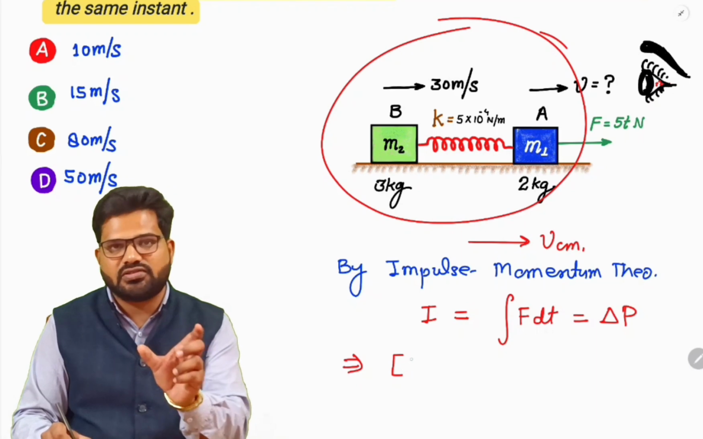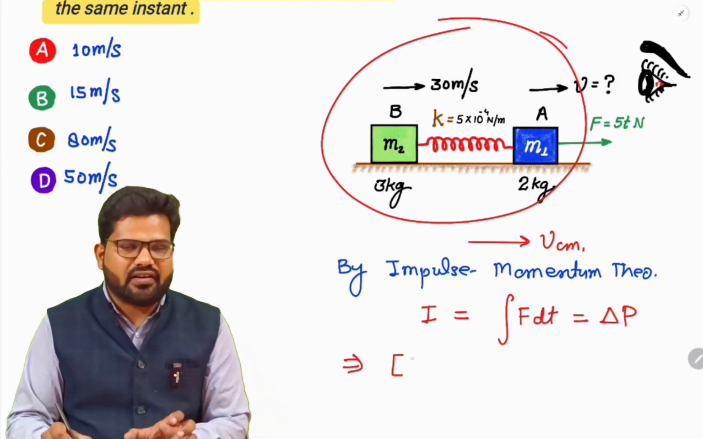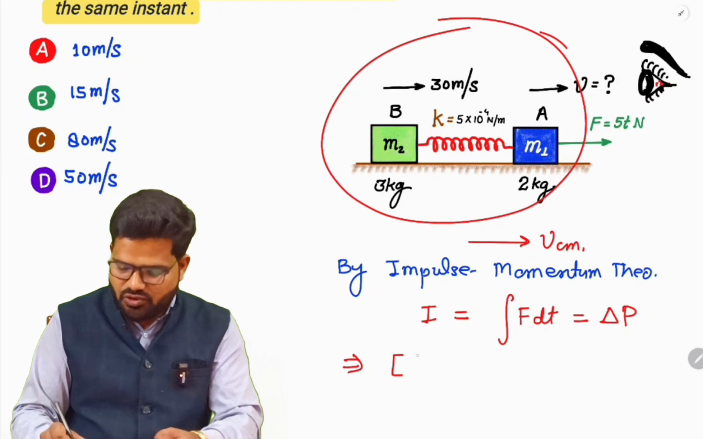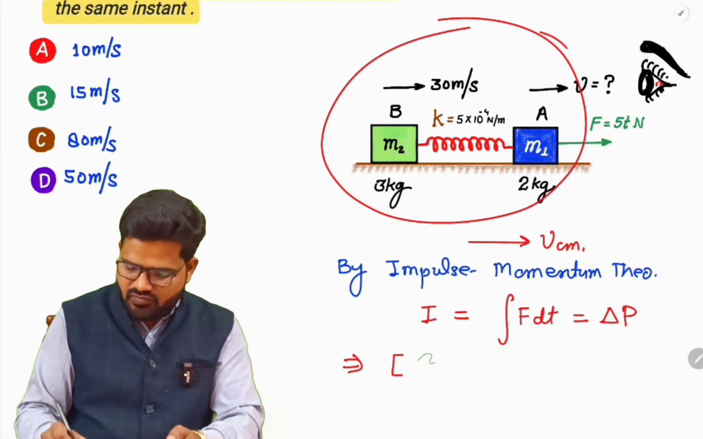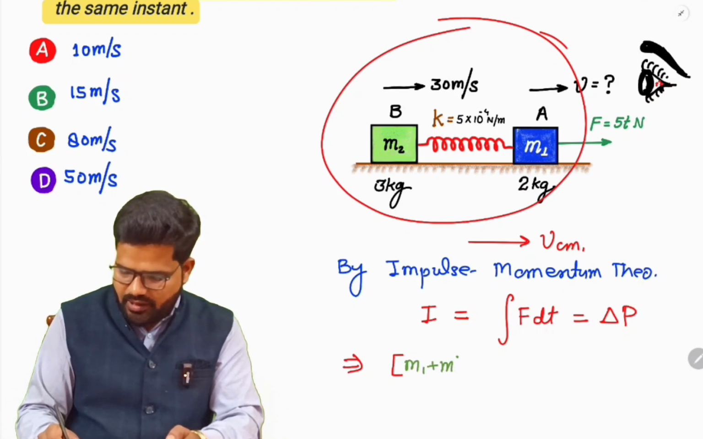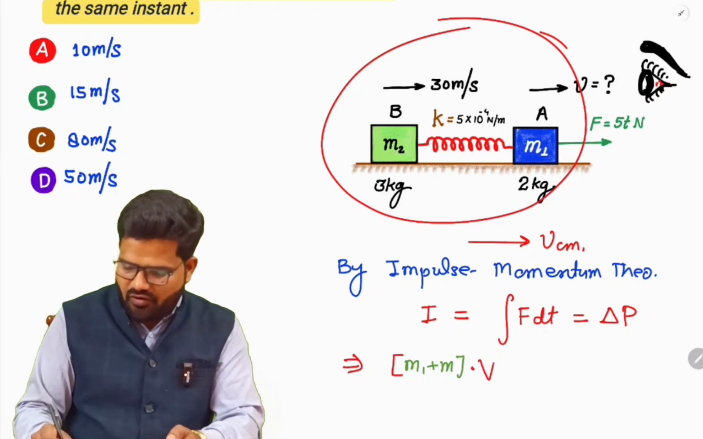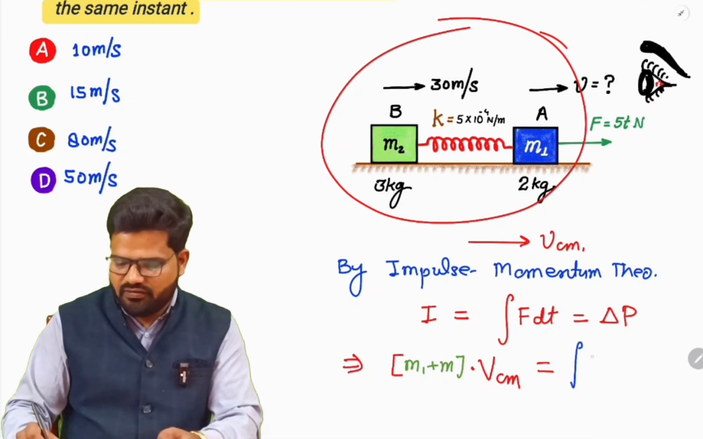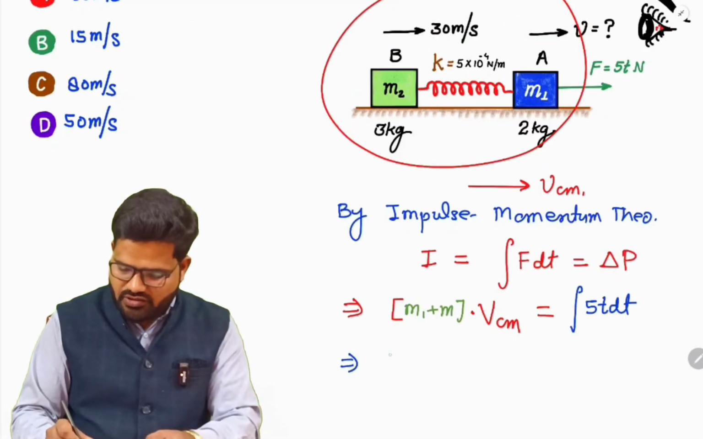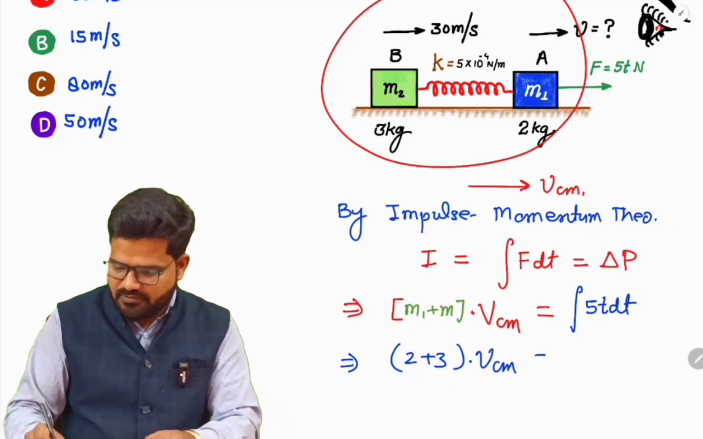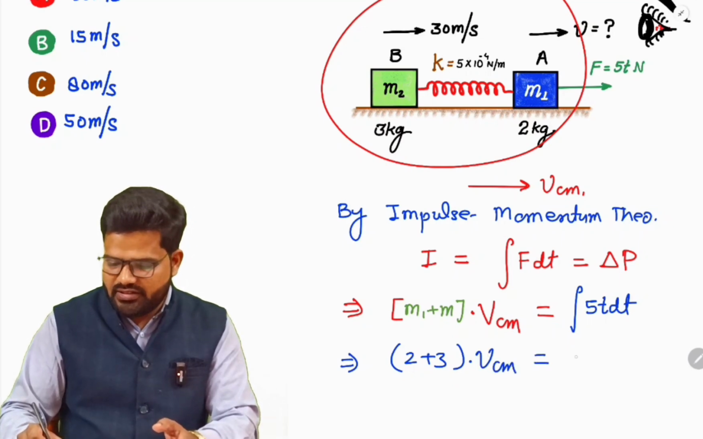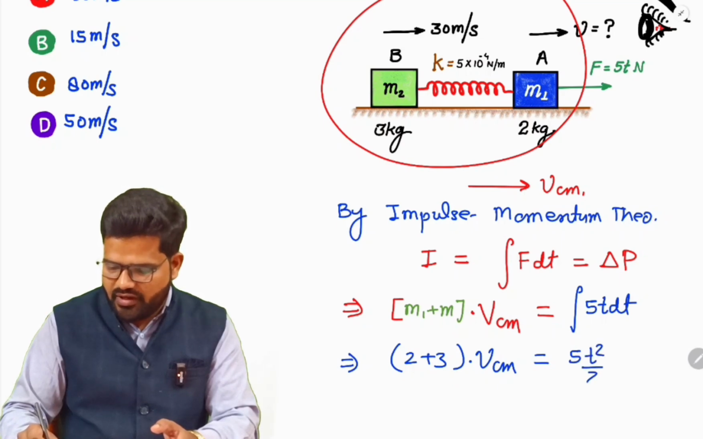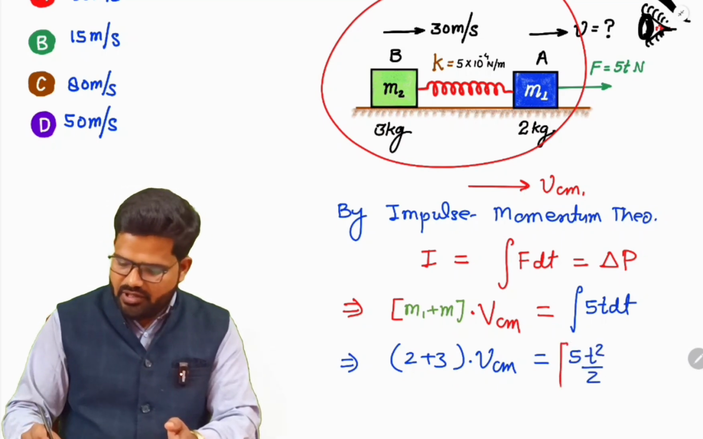So place here the value of the change in momentum. Initial momentum was 0 because the two blocks connected with the spring were at rest. Now the final momentum is the net mass, that is m1 plus m2, into the velocity of the center of mass. This must be equal to the time integral of the force. What is the value of force? Force is 5t dt. The total mass of the system is 2 plus 3, so 2 plus 3 into velocity of center of mass equals integral 5t dt, that is 5t square by 2.